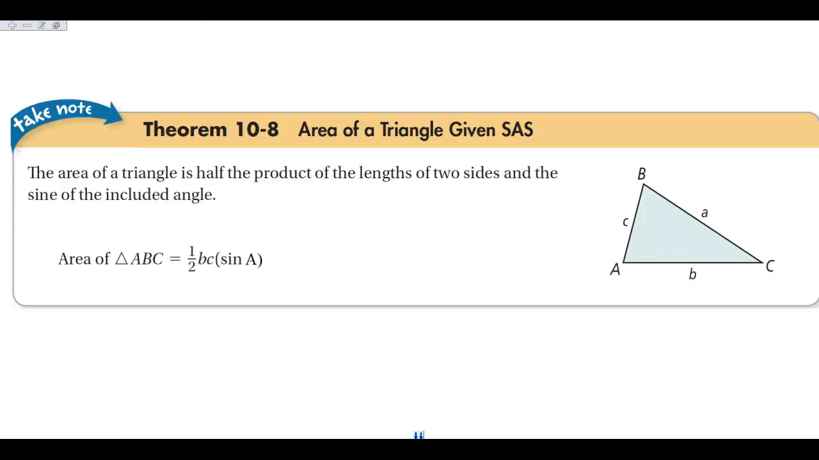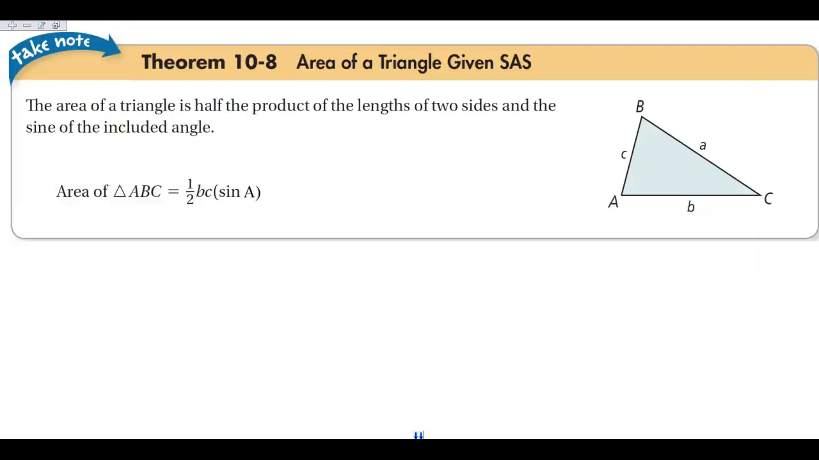We have one more thing that we're going to do with area and trig. We are going to find the area of a triangle when we are given 2 sides and the angle in between them. What I'm going to do for a second is show you where this formula comes from. And for a minute, I am going to ignore this right here.